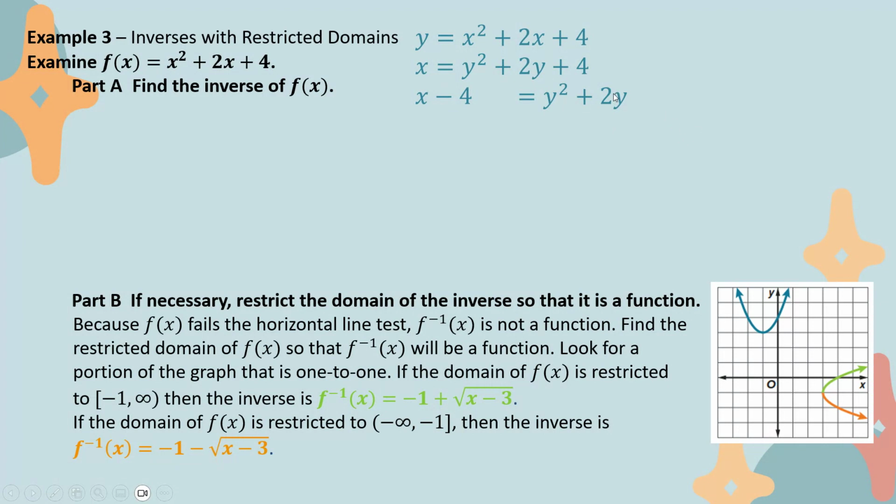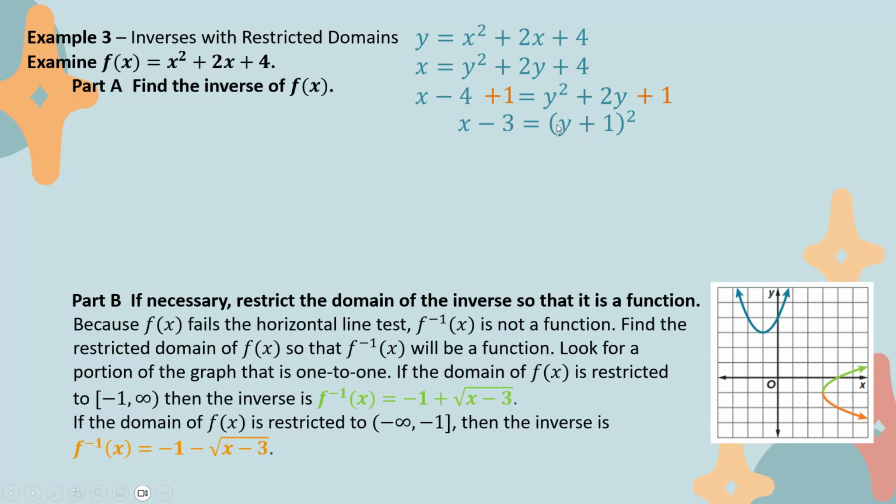What's half of 2? That would be 1, and then 1 squared is 1. So when I add 1 here, that completes the square. I have to add 1 on the other side, because whatever we do to one side of the equation, we have to do to the other. This side, if I were to factor it, factors into (y + 1)(y + 1), or (y + 1)² for short. And on the left-hand side, combine -4 plus 1 to get -3.